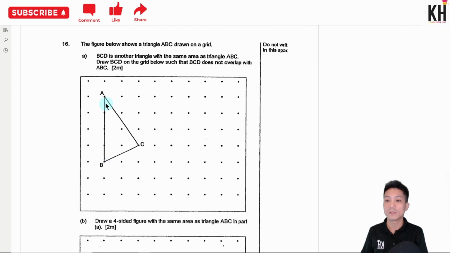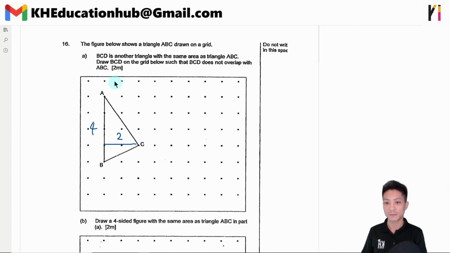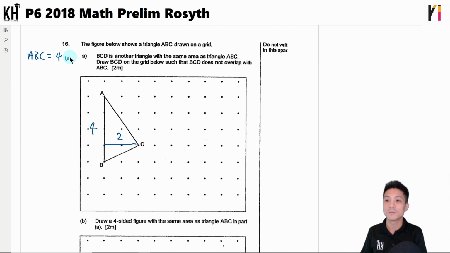Okay, so we can treat AB as the base and the height to be here, right? So this is like a 4, 1, 2, 3, 4. This is like a 4, and this is like a 2. So the area, let me write it outside. ABC is equals to half times 4 times 2, which is 4 unit square.